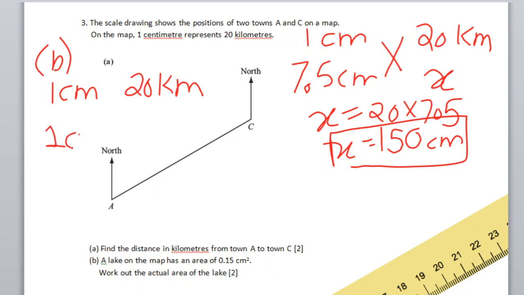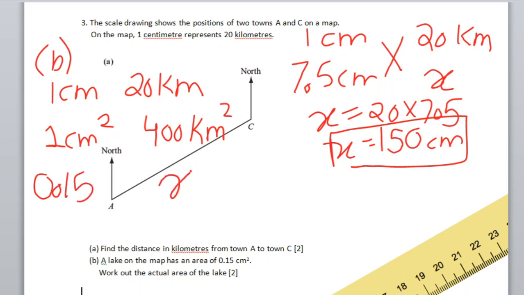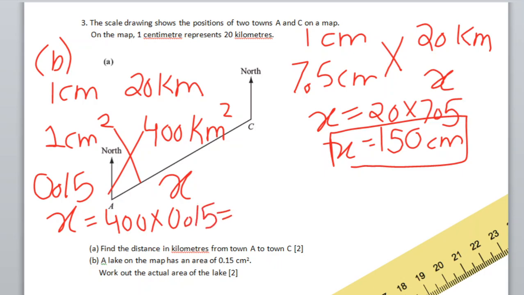So now 1 centimeter squared is 400 kilometers squared. So we've changed the ratio of length to the ratio of area. Now the area on the map is 0.15 centimeters squared. Find the actual area. So cross multiply, x will be 400 times 0.15, which gives 60, I believe. 400 into 0.15 is 60, yes. So 60 kilometers squared is the actual area of the lake.